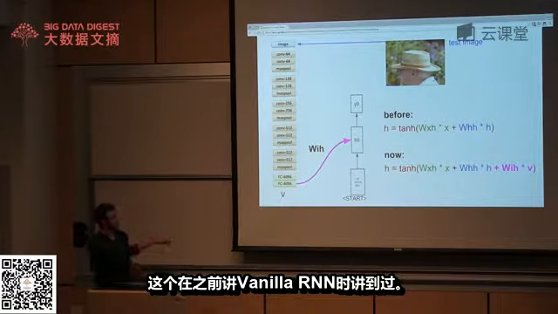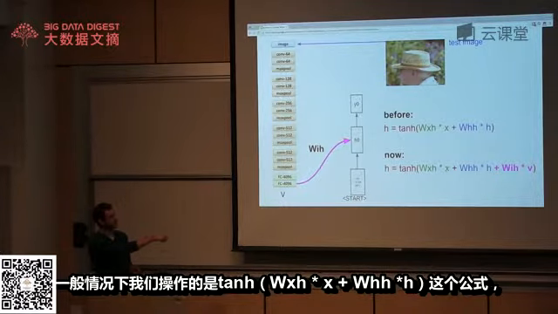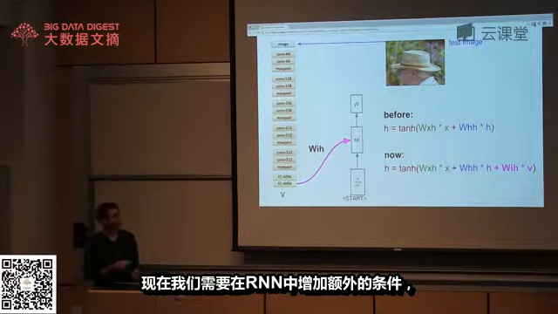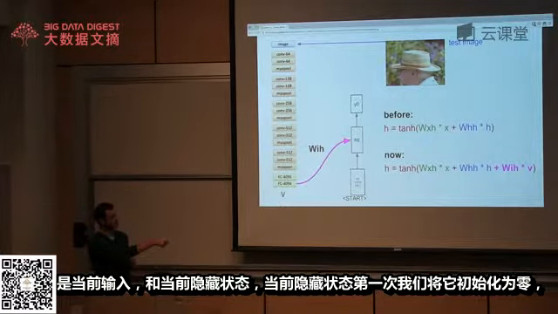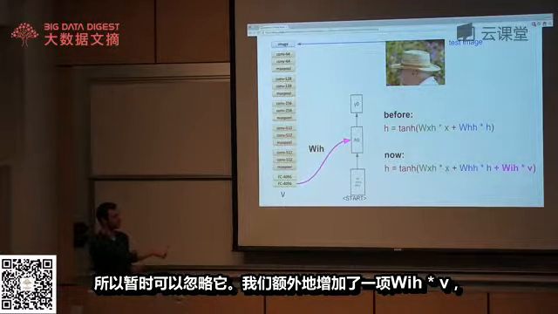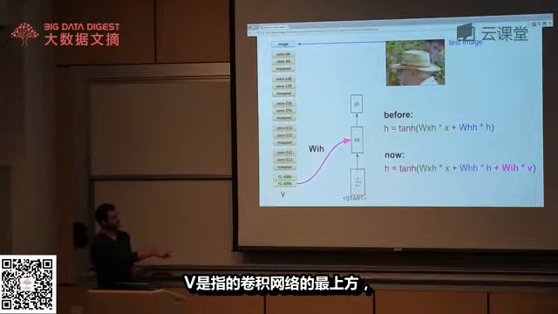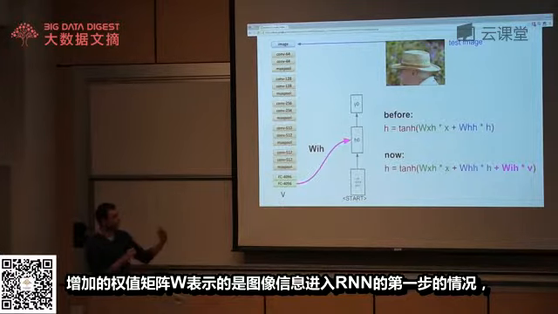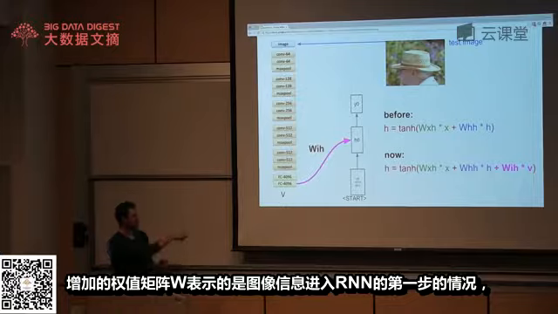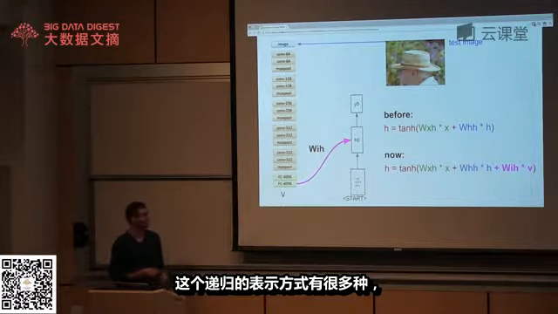So normally, we compute this recurrence, which we've seen already, where we compute Wxh times x plus Whh times h. And now we want to additionally condition this recurrent neural network not only on the current input and the current hidden state, which we initialize with 0, so that term goes away at the first time step, but we additionally condition by adding Wih times v. And so this v is the top of the convnet here. We basically have this added interaction and this added weight matrix W, which tells us how this image information merges into the very first time step of the recurrent neural network.